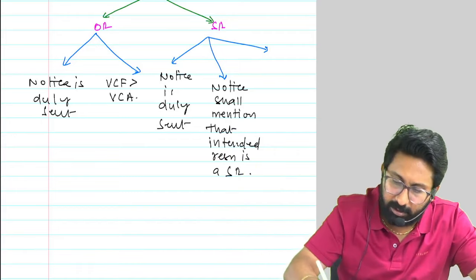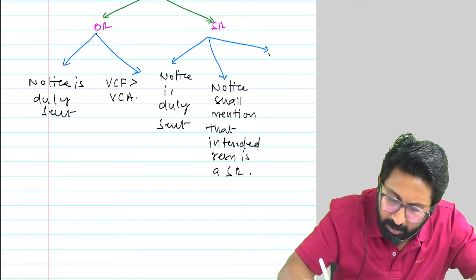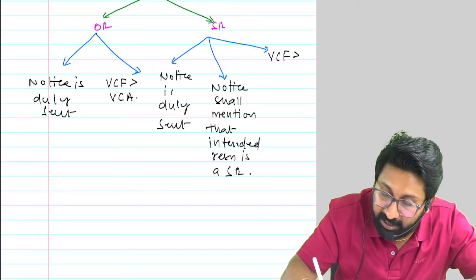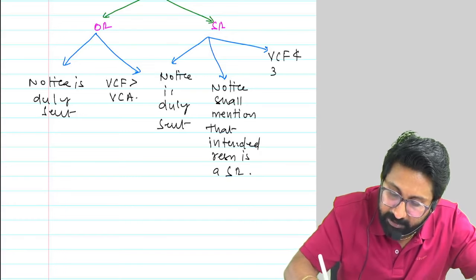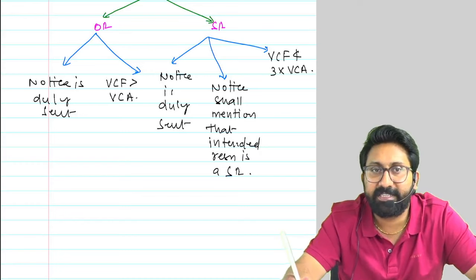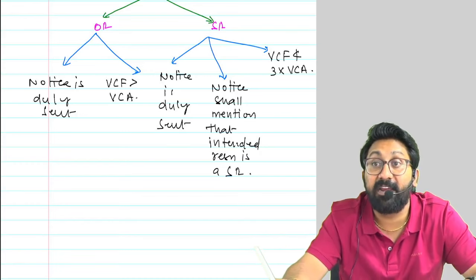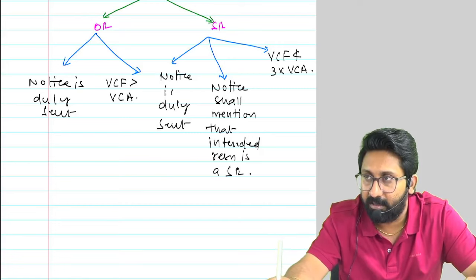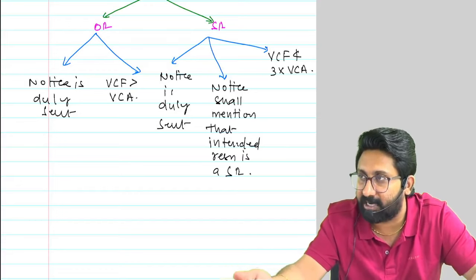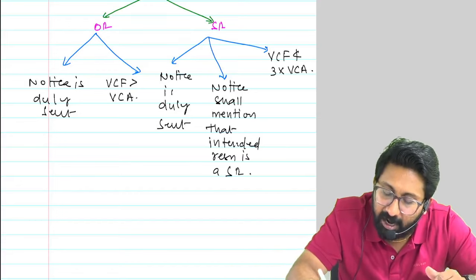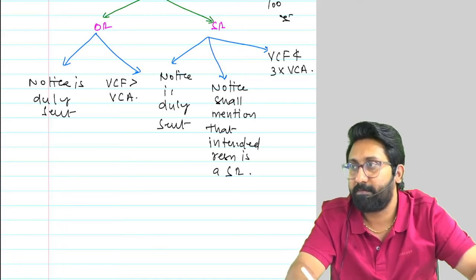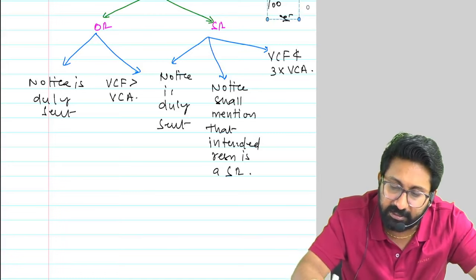Last one is same, with a small change. Votes cast in favor must not be less than 3 times the votes cast against. That means votes cast in favor must be more than or equal to 3 times the votes cast against the resolution. That means 100 people are there. 25 voted against. How many should vote in favor? 75. Then only the resolution will be passed.